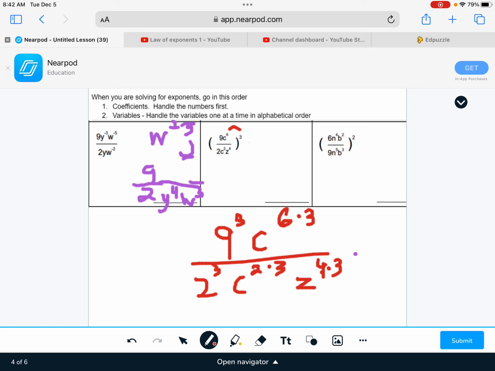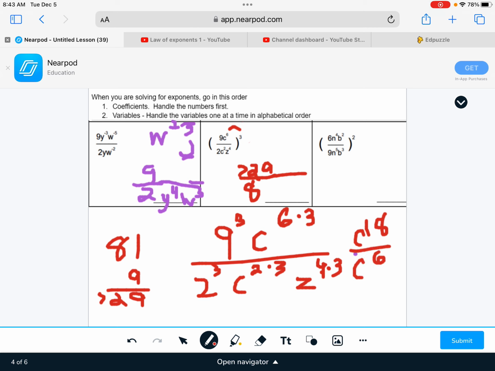9 to the 3, if you plug that into the calculator, you're going to get, what is it, 81? No, it's not 81. 9 times 9 is 81. Times 9 again is going to be 729. So you're going to get 729 over 2 to the 3, which is 8. C to the 6 times 3 is 18. C to the 6, I can cancel those out. I'm going to end up with c to the 12 on top. And then, yes, z to the 12 on bottom.